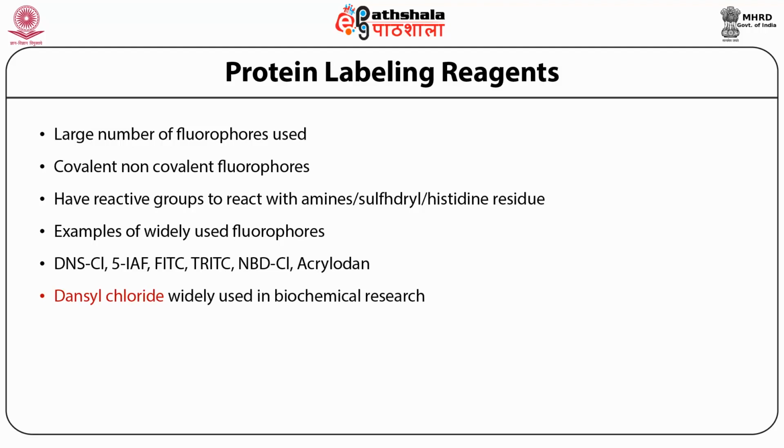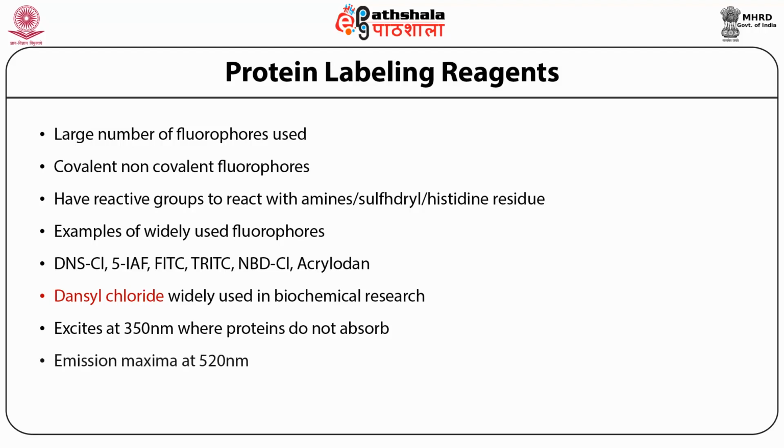Dansyl chloride is one of the widest used fluorophore in biochemical research. It excites at 350 nanometer where proteins do not absorb, and its emission maxima is very well in the visible range, that is 520 nanometer. It can serve as an acceptor of fluorescence from proteins.